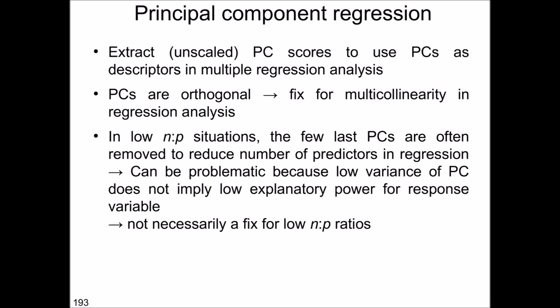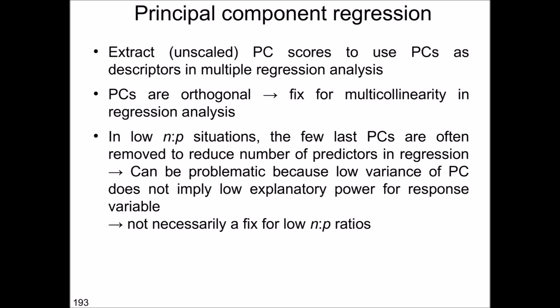Often, principal component regression is also used in the context of low N to P situations. So when you have a relatively low number of samples or observations per parameter in the model. Because if you remove the last principal components, then you can reduce the number of predictors. So for example, you keep only the principal components that explain 90 to 95% of the variance, and you remove the other ones, and then you have a lower number of predictors in your multiple regression model.